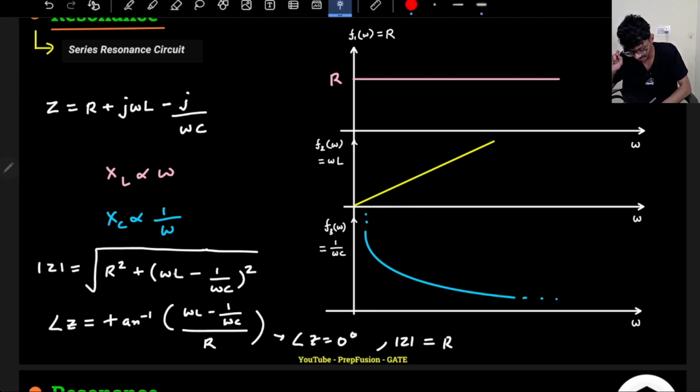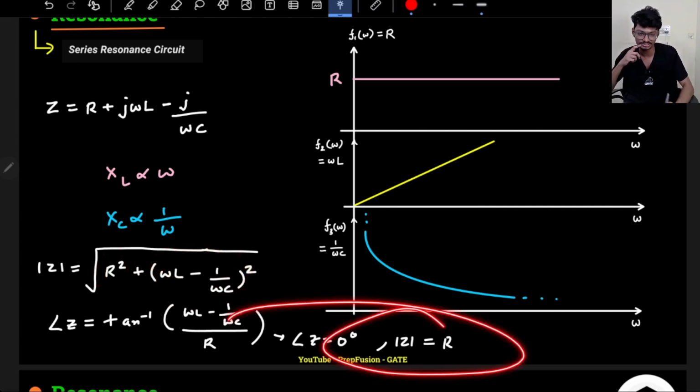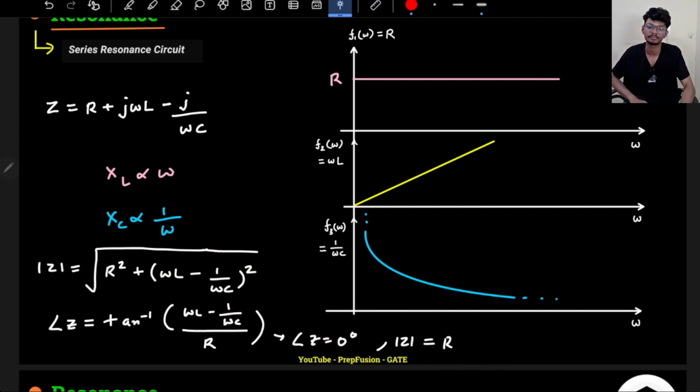Because of course if there is some finite value here, if this is not 0, if I square it then add it, it will only increase. So the minimum value of impedance is this one only. Okay, this is the minimum value of impedance.